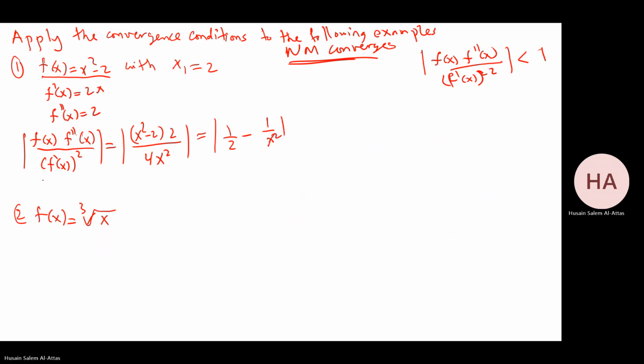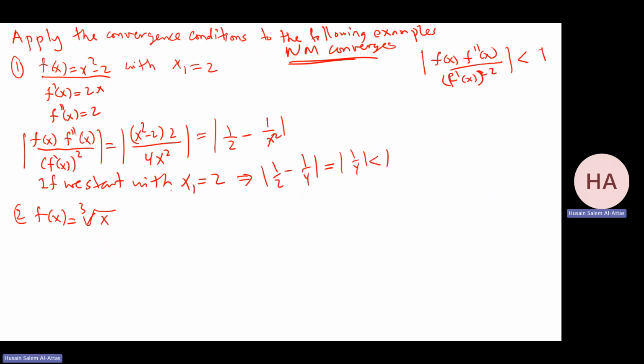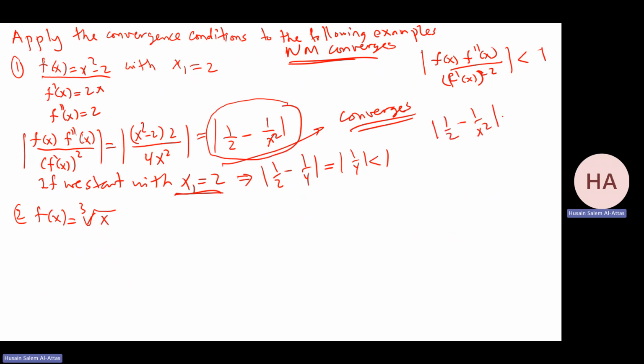Now notice, if we start with x1 equal 2, what we will get? We'll get half minus 1 over 4. And that will be 1/4, which is less than 1. So we'll have a convergence. So convergence. If you have other values, if you want to find the values where we have full convergence, you need to solve this inequality, which is a little bit complicated. But if you have a starting point, I can check there is a convergence or not.